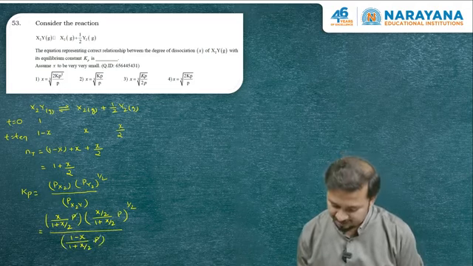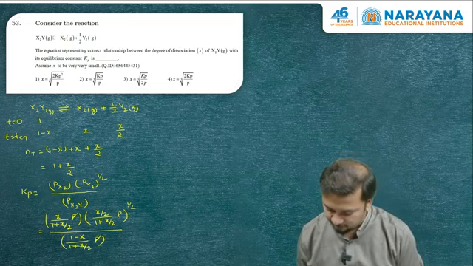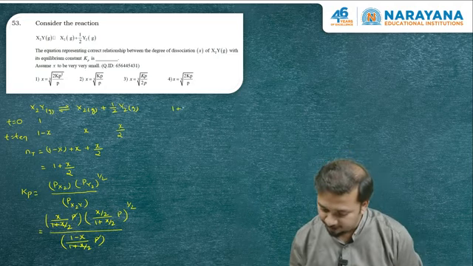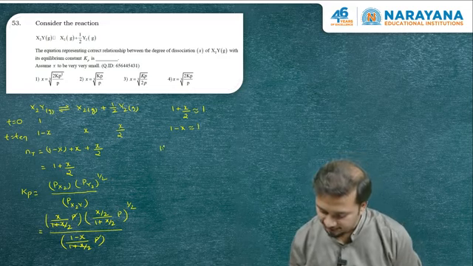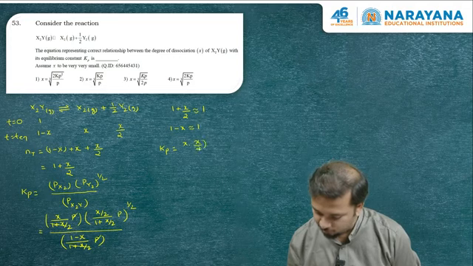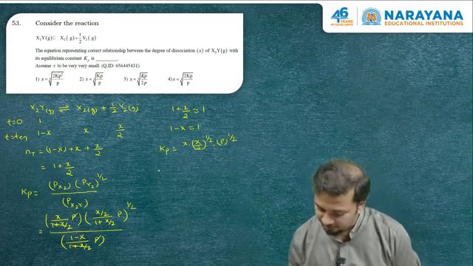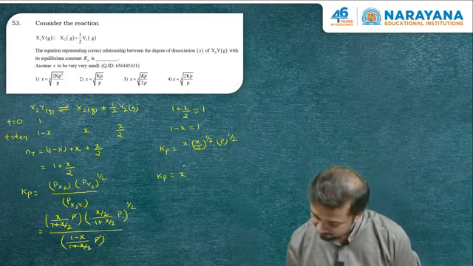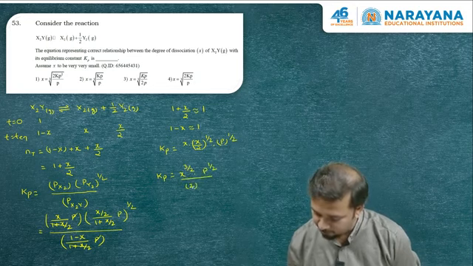Now this P and P is cancelled out. This 1 plus X by 2 and 1 plus X by 2 is cancelled out. Now as they are saying that X is very small, so we can write 1 plus X by 2 will be approximately equal to 1, and 1 minus X is also approximately equal to 1. So we will get Kp is equal to X into X by 2 to the power 1 by 2 into P to the power 1 by 2. So we can write Kp is equal to X to the power 3 by 2 into P to the power 1 by 2 upon 2 to the power 1 by 2.